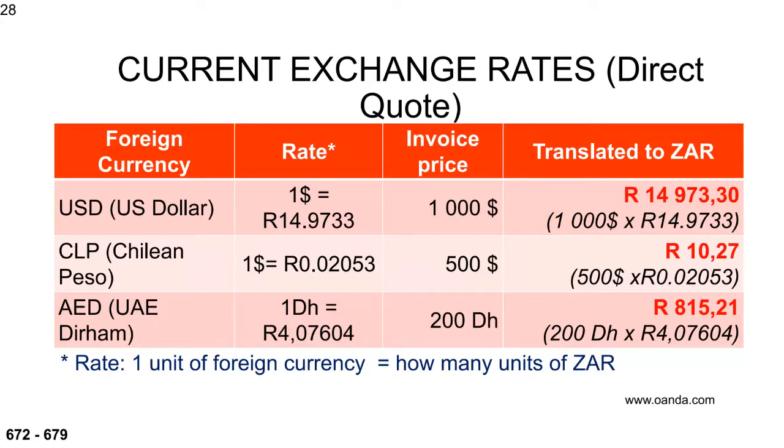Now, for now, we're only going to use direct rates, right? Direct rates are rates where the foreign currency is denominated in one. The foreign currency is always in one unit. And you see all of the foreign currencies here are in one. So there's one US dollar, there's one peso, and there's one dirham. Can you see that? There's always one of the foreign currency, which then means that the rand is in a multiple, right? So you get different numbers under the rand amount.